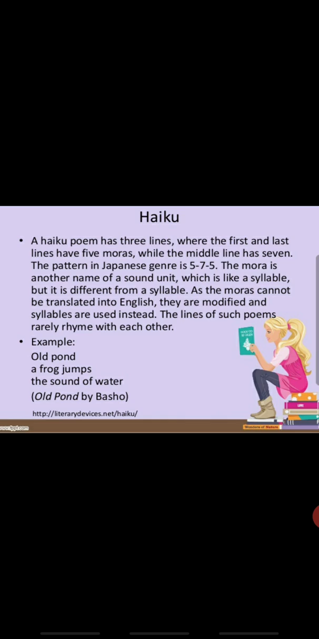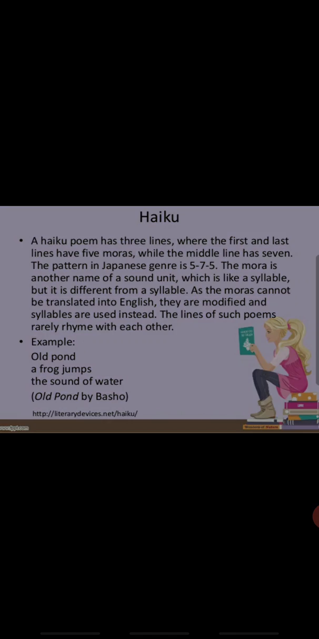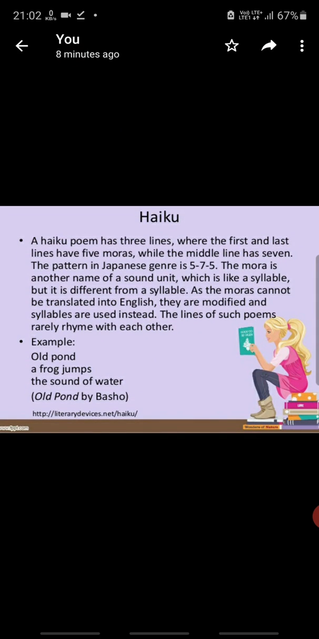Next is haiku. It's a poem having 3 lines, where the first and the last line have 5 moras, while the middle line has 7. This pattern was very popular in Japan, and it is considered a Japanese type of poem. It's a Japanese poem of 17 syllables in 3 lines of 5, 7, and 5, and it traditionally evokes images of the natural world.